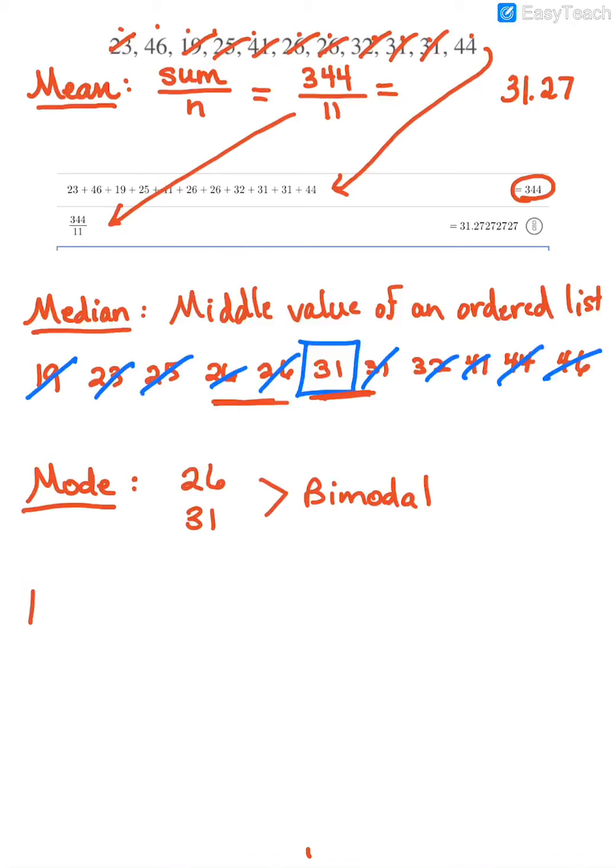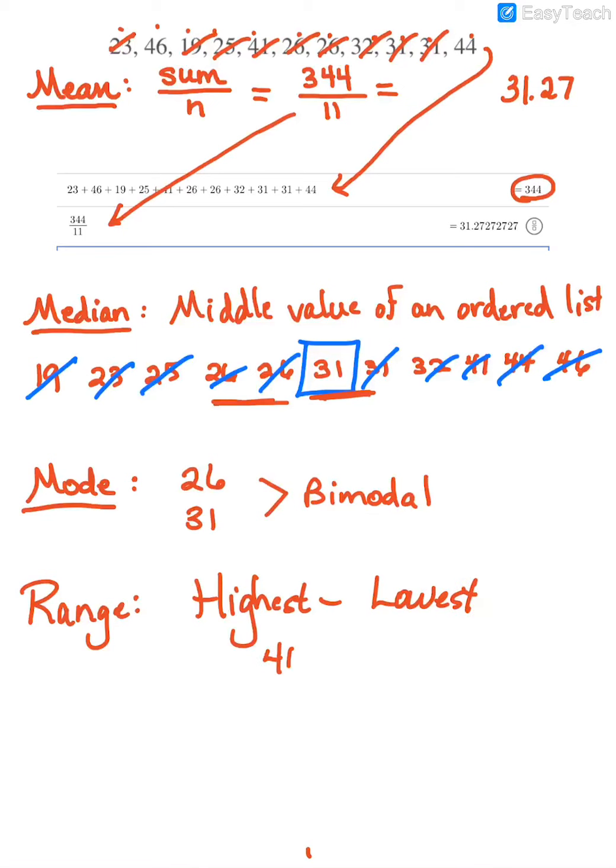Okay, so then for range, we're going to take your highest value and subtract our lowest. So in this case, my highest value was 46, and if I subtract my lowest, which was 19, then I have a range of 27.